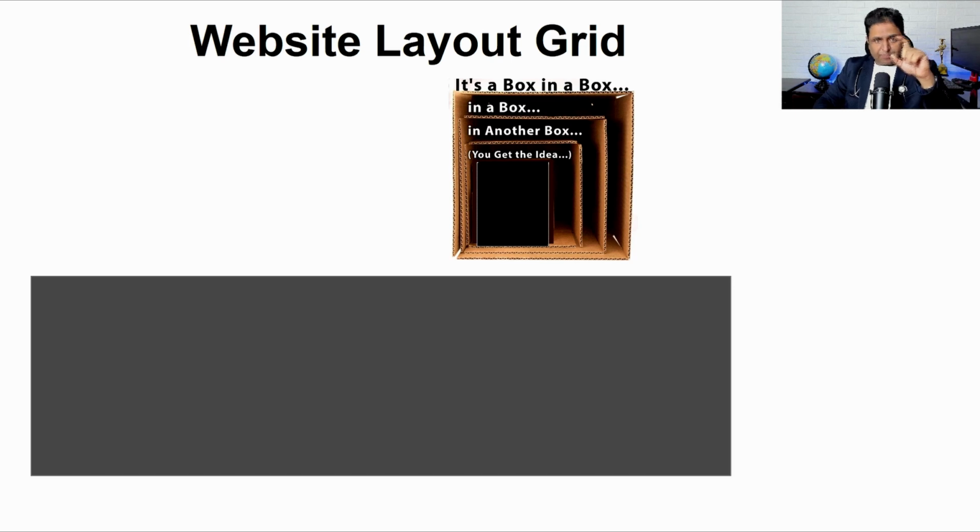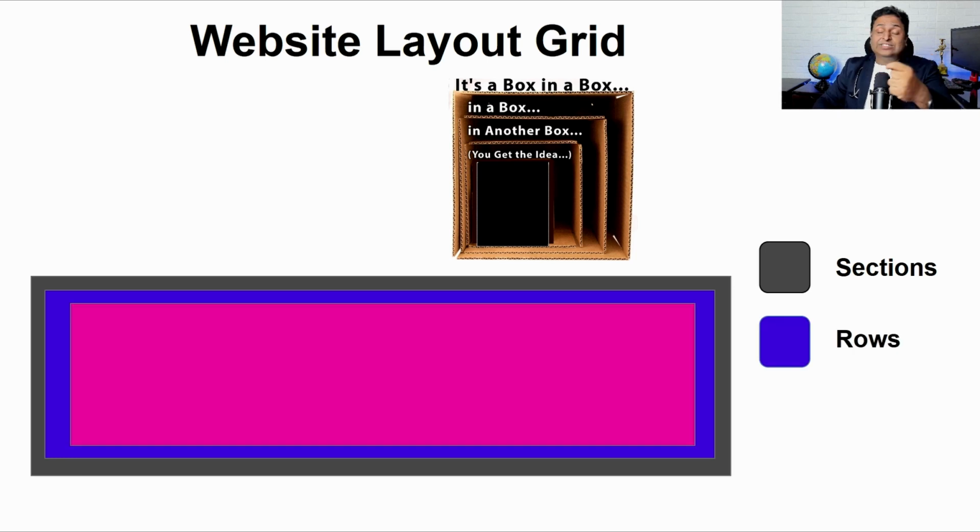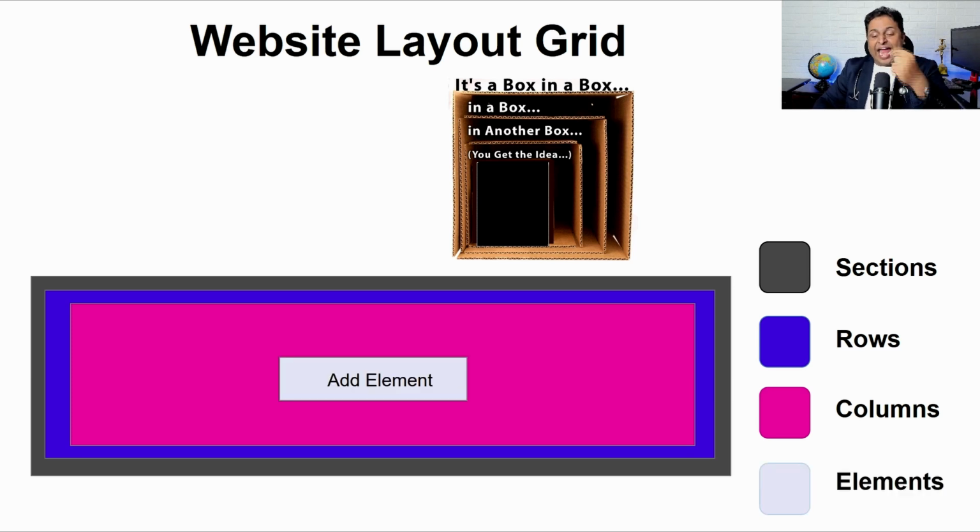Now, for example, the same thing we'll do in a box process. We have a first box, which is called sections, and we have a second box inside that box, called rows, and we have a third box inside that row box, called columns, and inside that you can add elements. So what are elements? Elements are basically images, text, or anything which you want to add to the website. So this is how we have boxes placed, so we can build a website with the boxes, right?